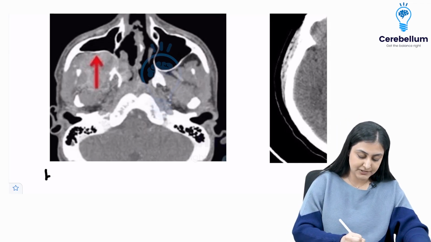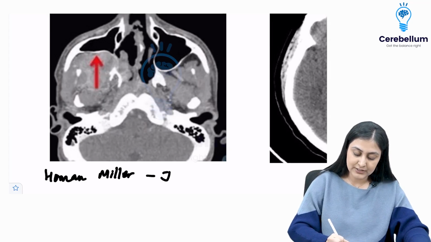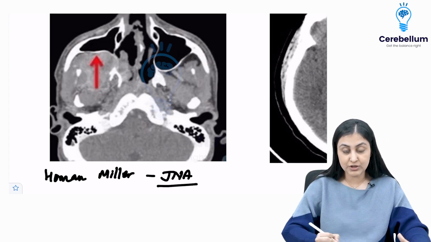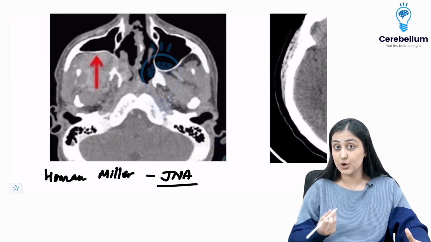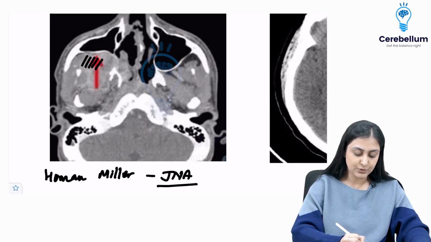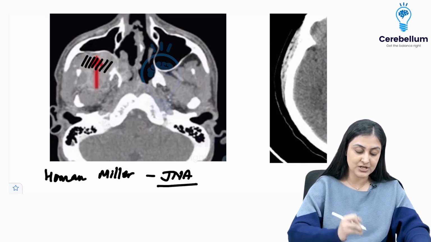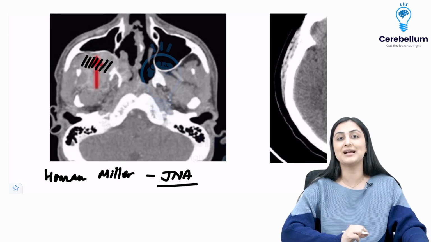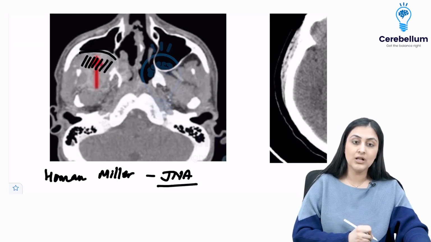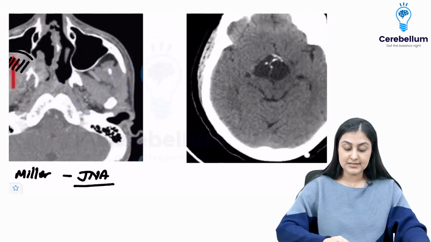So what we are seeing here is the Holman-Miller sign, which is seen in a juvenile nasal angiofibroma, which is a vascular mass when adolescent would present with epistaxis, adolescent male exclusively would present with epistaxis, and you have a tumor in the infratemporal fossa here which is pushing on the right maxillary sinus and causing bowing of the posterior wall. This is the Holman-Miller sign.